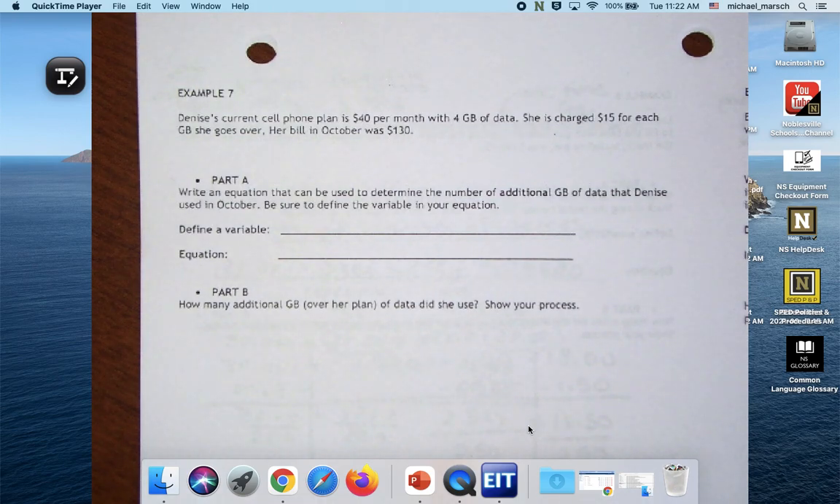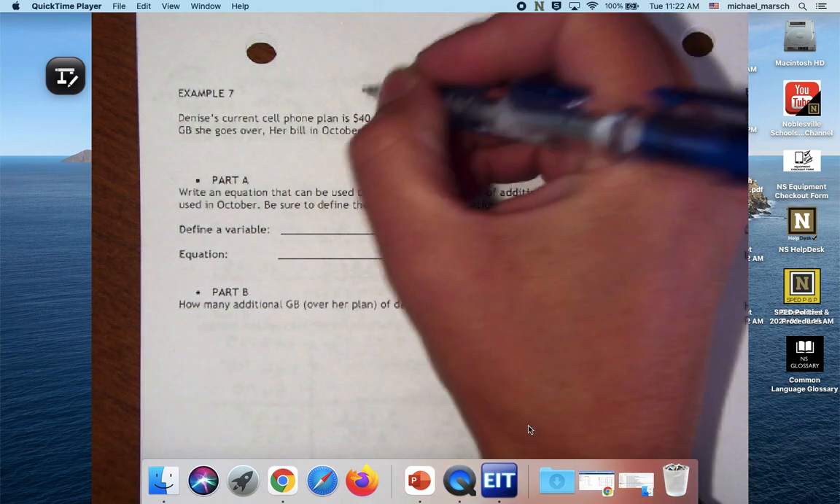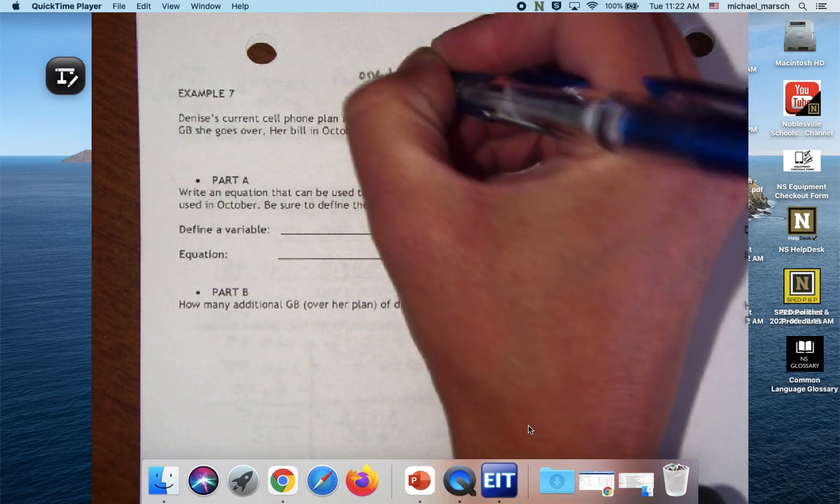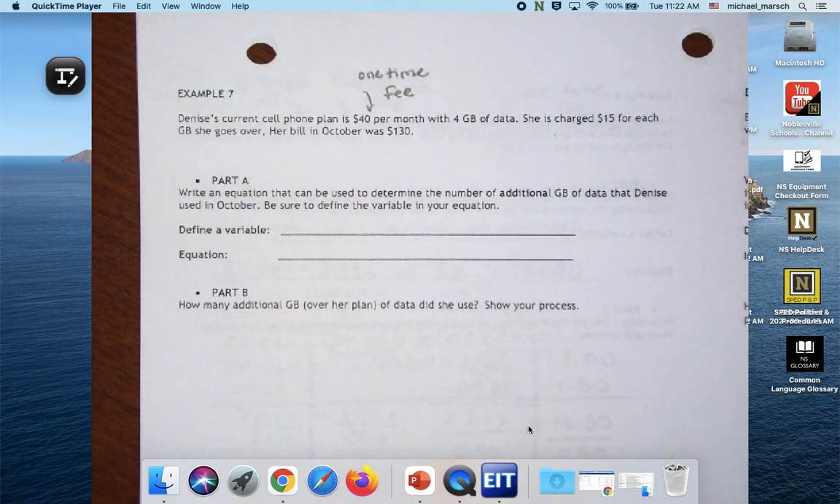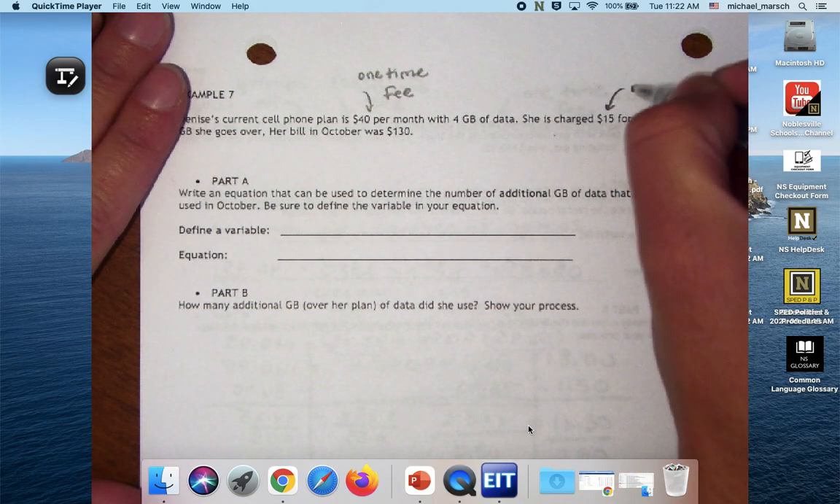Okay, example number 7. Denise has a cell phone plan. She pays $40 per month, and she gets 4 gigabytes of data with that $40. She's charged $15 for each gigabyte she goes over. Her bill in October was $130, right? So the $40 is our one-time fee. Okay? I mean, you pay it every month, but we're talking on a monthly basis, right? The $15 is the repeating fee.